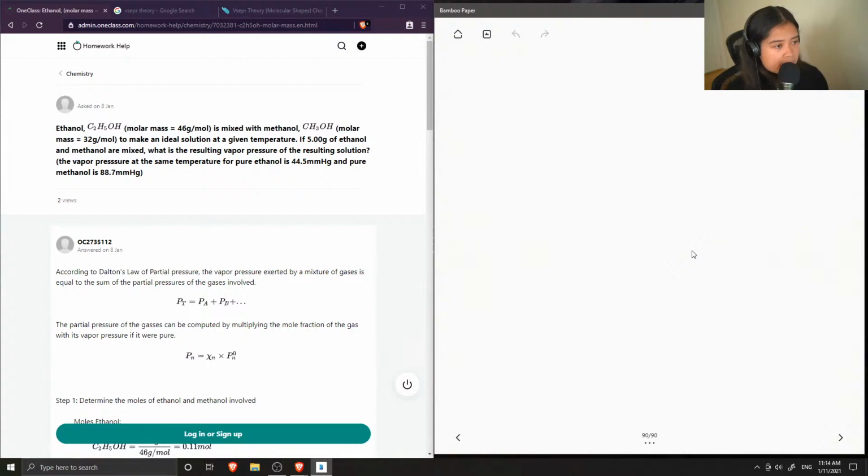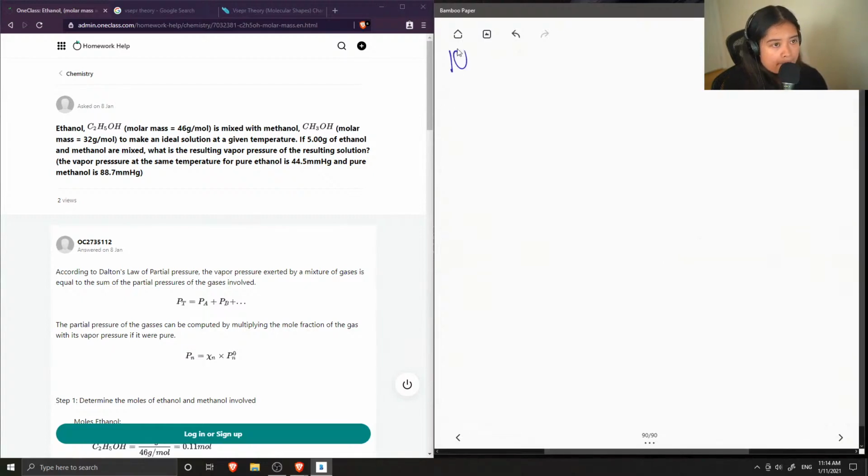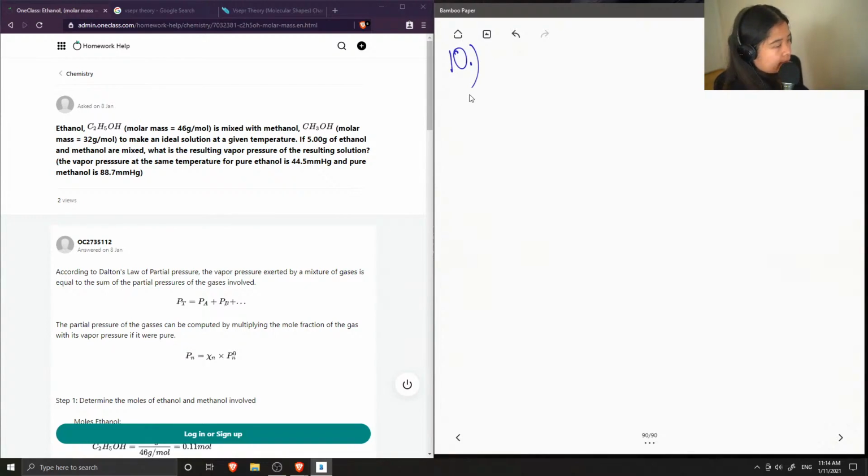Okay, so question 10. Ethanol, molar mass equal to 46, is mixed with methanol, molar mass is 32, to make an ideal solution at a given temperature. 5 grams of ethanol and methanol are mixed. What is the resulting vapor pressure of the resulting solution? And they also included the vapor pressures of pure ethanol and pure methanol.